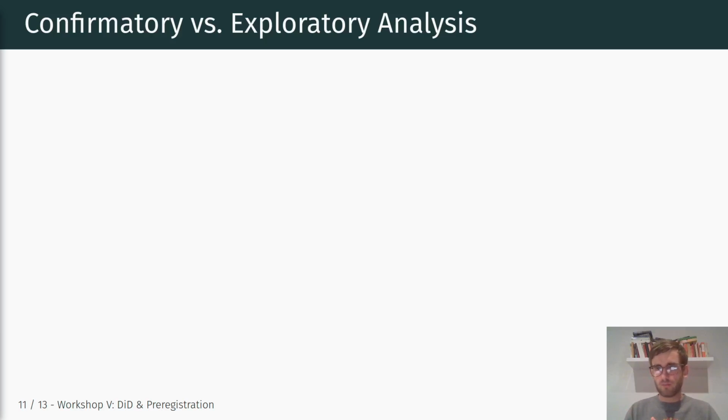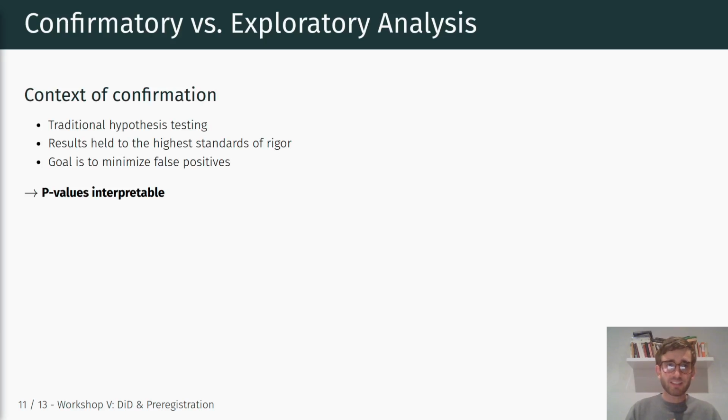So just to talk a little bit more about the distinction between confirmatory and exploratory analysis. On the one hand, when we think about the context of confirmation in the research process, when we think about hypothesis testing, that's ultimately what we talk about when we think of traditional hypothesis testing, right? We have some theory, we have a hypothesis, we collect data to test that hypothesis, and ultimately we want to hold those results to the highest standards of rigor.